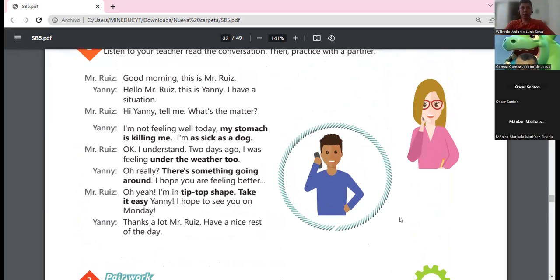Tip-top shape. Yeah, he answered that he is in tip-top shape. That is that he is in good conditions, right? Remember, as I told you, you can say one thing and it's okay, but you can use an idiom too, and that's better. Okay, you can communicate with normal words, but it's better if you use idioms. If you say, oh yeah, I am in good conditions, this is good too. He could say that, but he said, I am in tip-top shape.